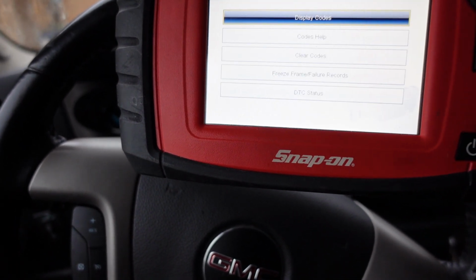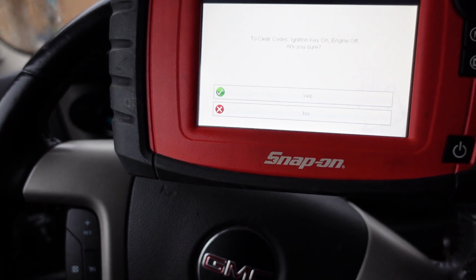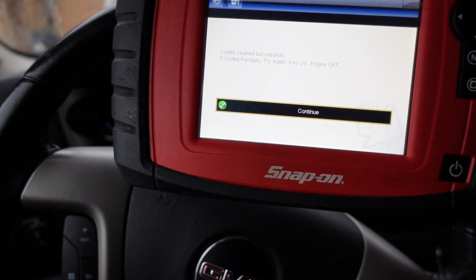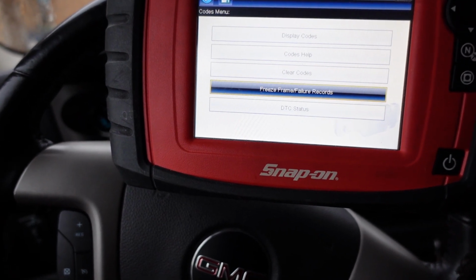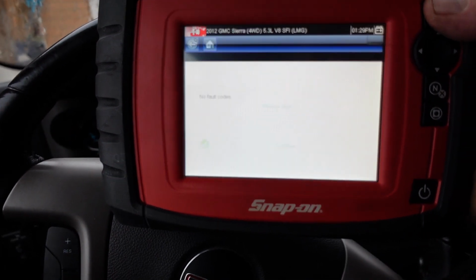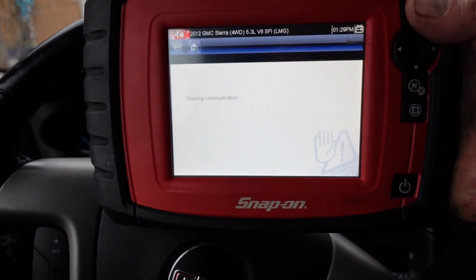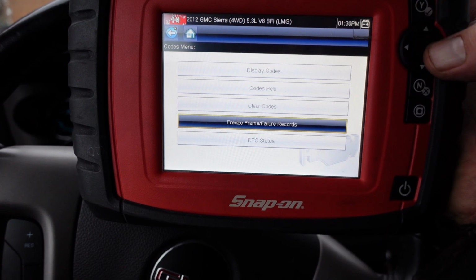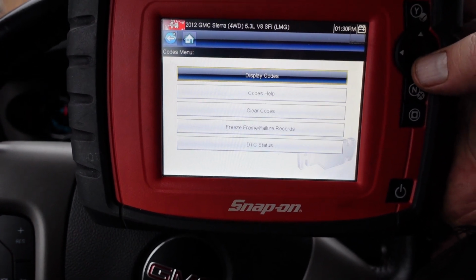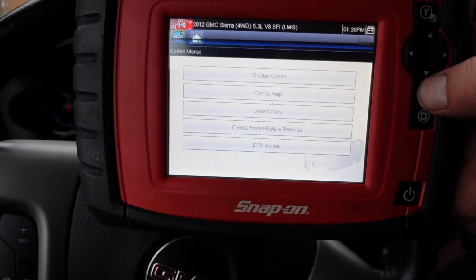So I'll go to codes menu. I'm just clearing them. Yes. You'll notice that the code was still in history, right? Yeah, even if the code goes off, it goes into this thing called the freeze frame or failure record. So your last one will store there. Okay, there's none there right now because I just cleared them. But if you have a code that comes on and you're worried, oh, it just went off, and by the time I go to the garage, they're going to charge me, you know, it is there. They'll be able to see it.